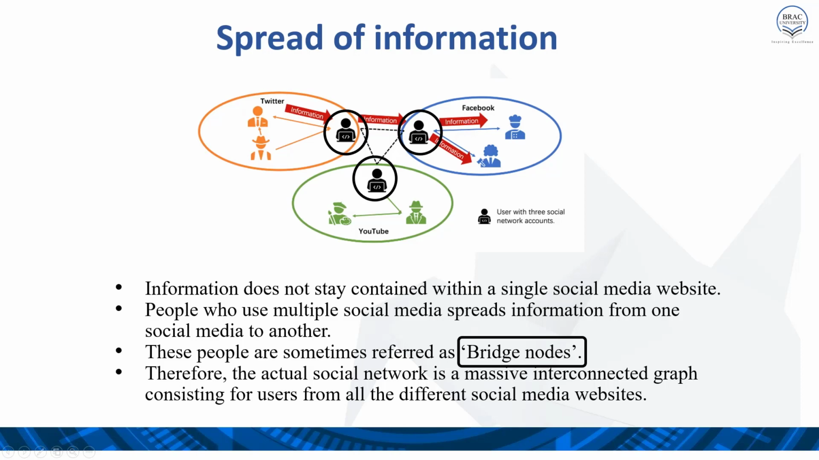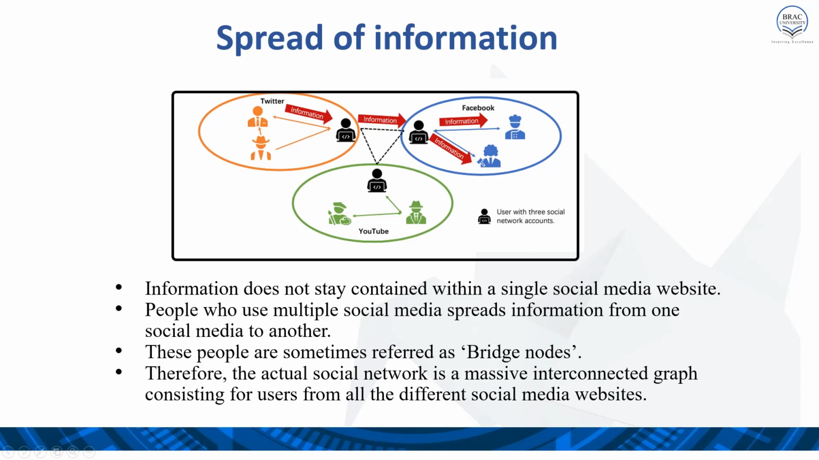In this way, information can flow outside of a social media, and technically, when you think about it, all the different social medias are connected by these bridge nodes. Because of these bridge nodes, all the social networks create a large interconnected graph together, and this interconnected graph consists of all the users from social media websites. Here in the slide, you can actually see the bridge nodes. The bridge nodes are basically these black people that have accounts on multiple social media sites.